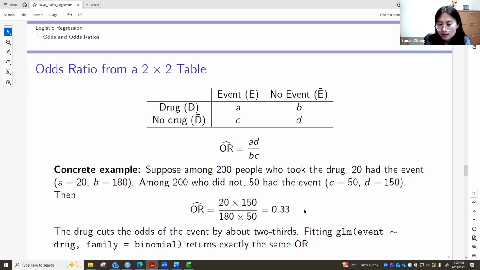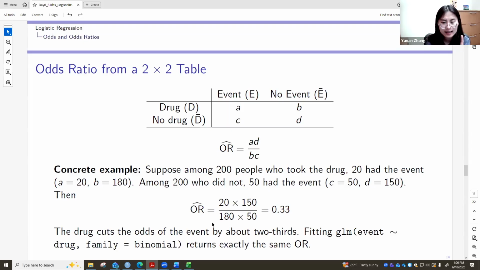So how do we interpret this? We can say, okay, the odds of the event for people who take the drug is only 1/3 of the odds for people who don't take the drug. So in other words, the drug is effective, right? The drug reduces the odds of the event. That's a good thing. Of course, we can fit a simple logistic regression to get the same odds ratio. So here I just introduce a different way of calculating the odds ratio using this little formula.